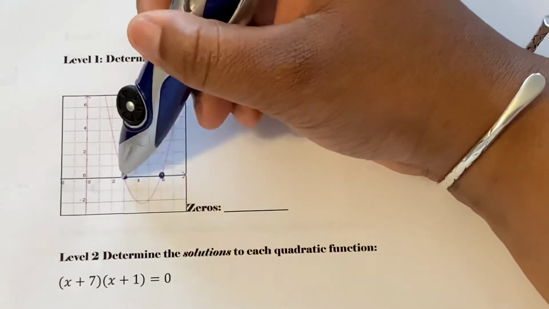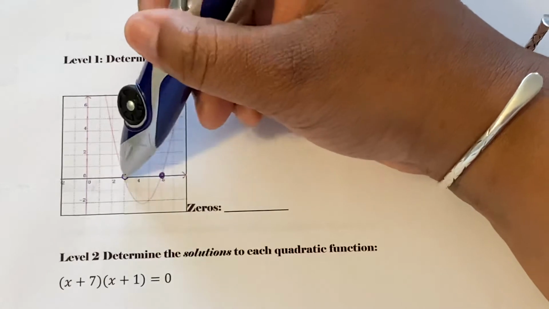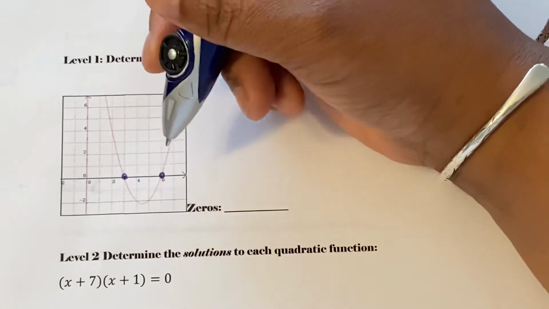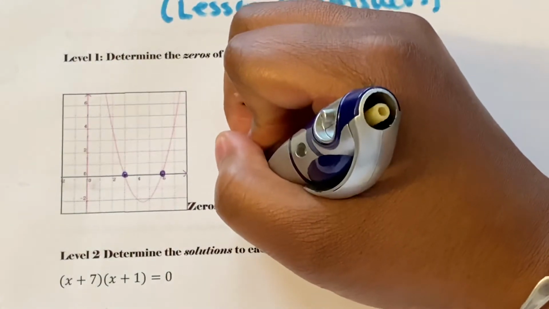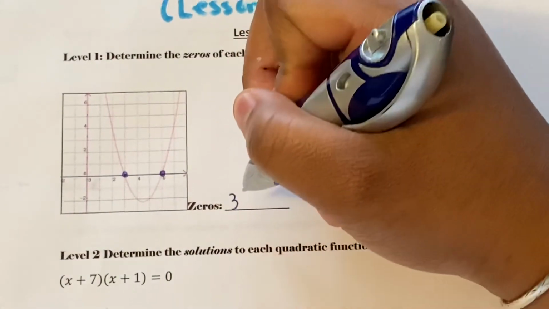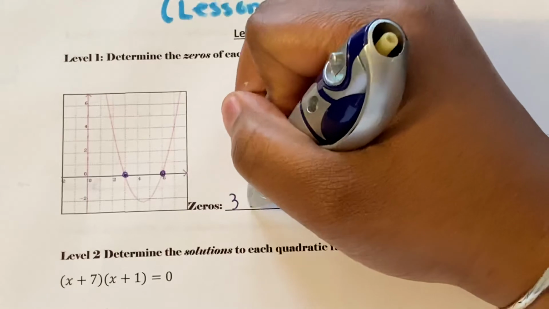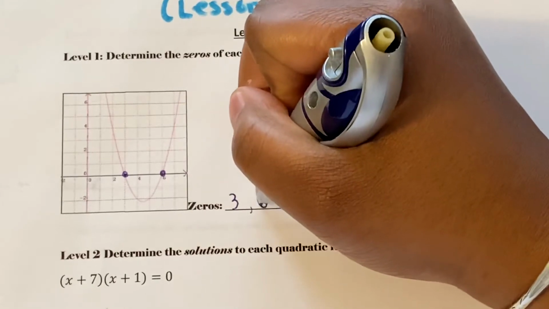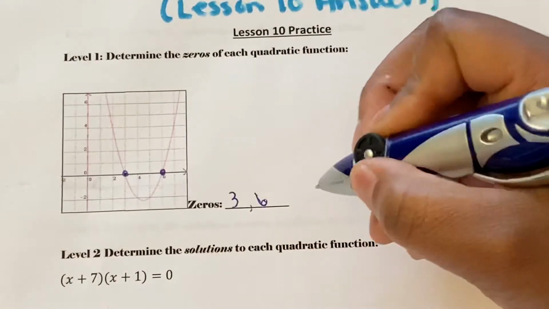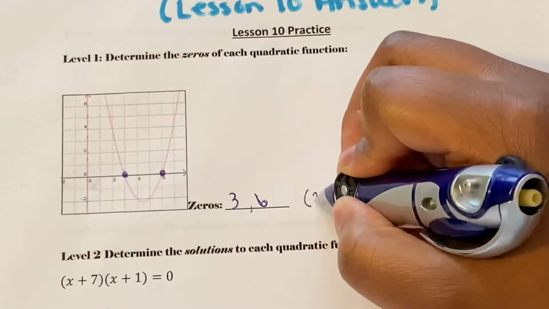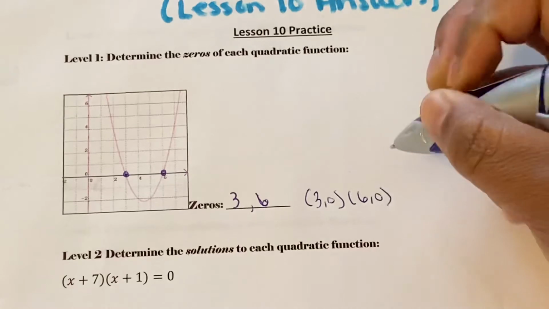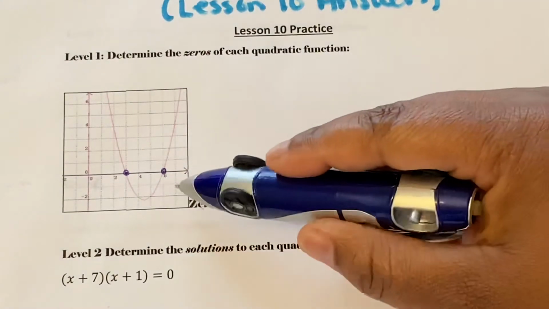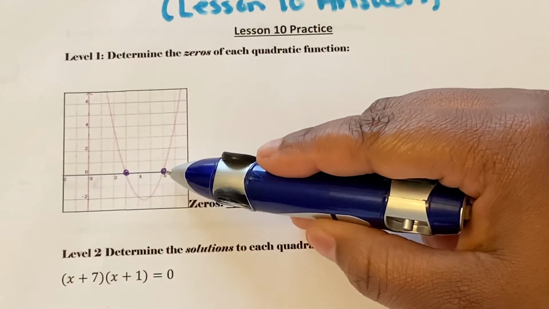So here we see the x-intercepts where the parabola crosses the x-axis. And those x-intercepts are positive 3 and positive 6. Okay. They can also be written as points (3, 0) and (6, 0). So when you're given a graph, all you have to do is look and see where the parabola crosses the x-axis.